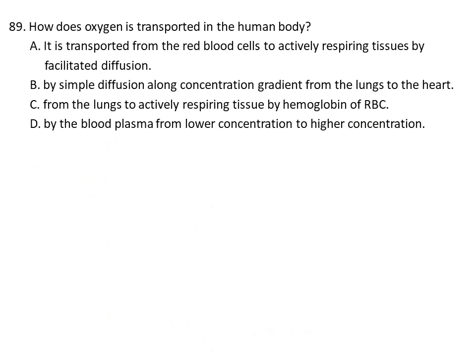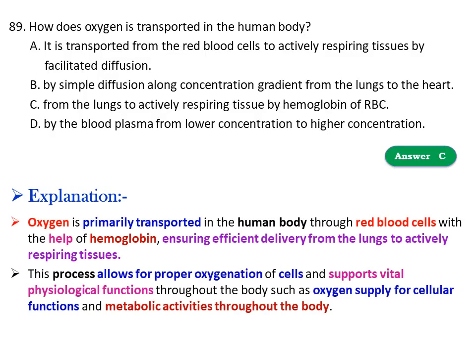Question number 89. How is oxygen transported in the human body? That should be C, from the lung to actively respiring tissue by hemoglobin of red blood cells. Oxygen is primarily transported in the human body through red blood cells with the help of hemoglobin, ensuring efficient delivery from the lung to the actively respiring tissue.